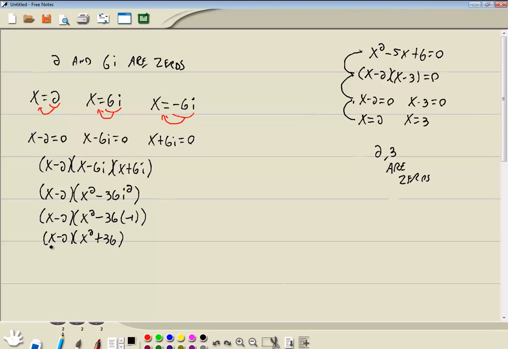And now we're going to FOIL this. x times x squared is x to the third. Negative 2 times x squared is negative 2x squared. x times 36 is 36x. And negative 2 times 36 is negative 72. That wasn't exactly a FOIL, but I wanted to make sure I put it in standard form when I rewrote it. And that's our answer.